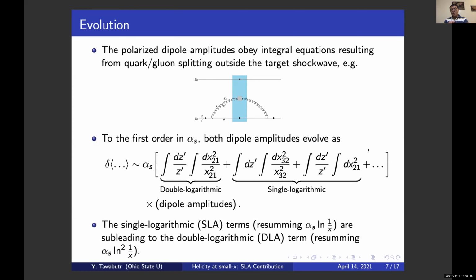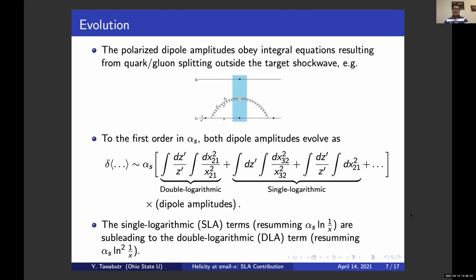So if both transverse and longitudinal integrals are logarithmic, then we call such a term double logarithmic, or DLA term, and the evolution generated by such a term, so by the splitting that gives such a term, the evolution will resum alpha S log squared of 1 over x. While if we consider the terms where only one of the two integrals is logarithmic, then these terms are single logarithmic, and we call them SLA for short, and they generate the evolution resumming alpha S log 1 over x.